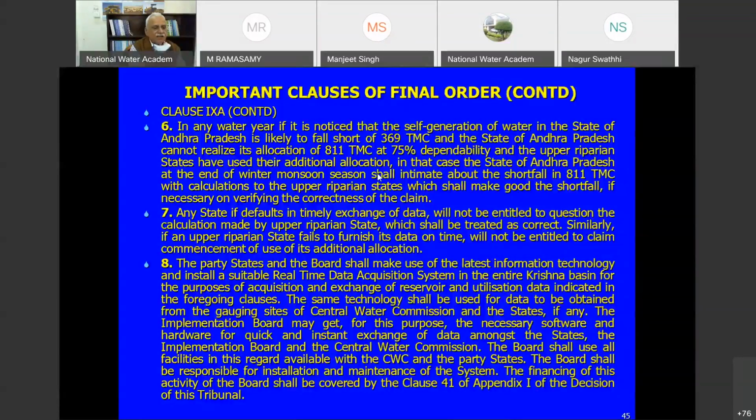The implementation board may get for this purpose the necessary software and hardware for quick and instant exchange of data amongst the states. The implementation board and the Central Water Commission, the board shall use all facilities in this regard available with the CWC and the party states. The board shall be responsible for installation and maintenance of the system. The financing of this activity of the board shall be covered by clause 41 of appendix 1 of the decision of the tribunal.